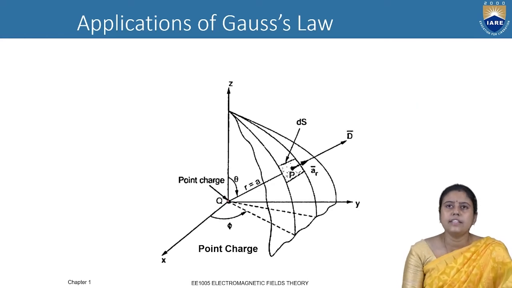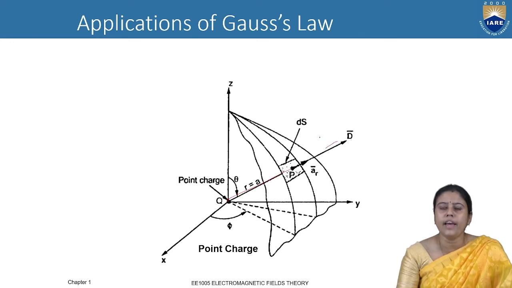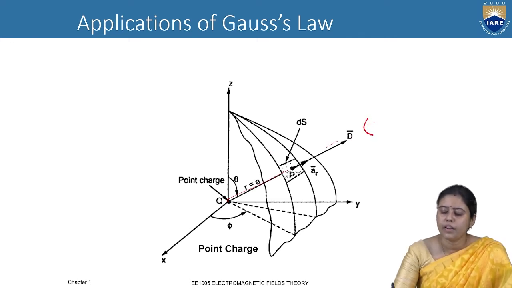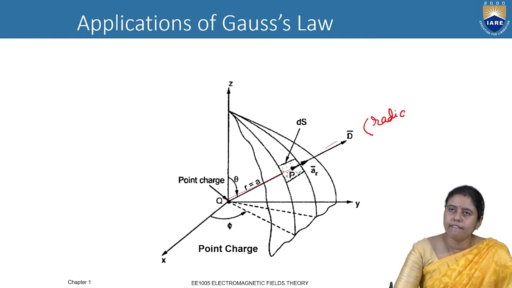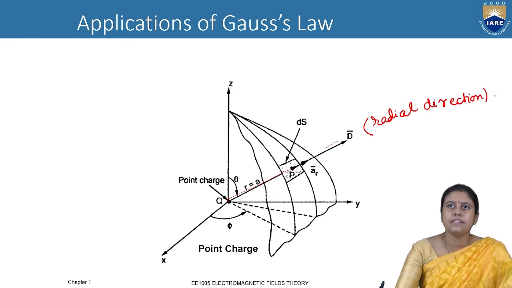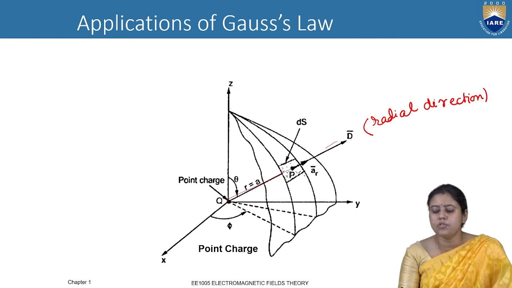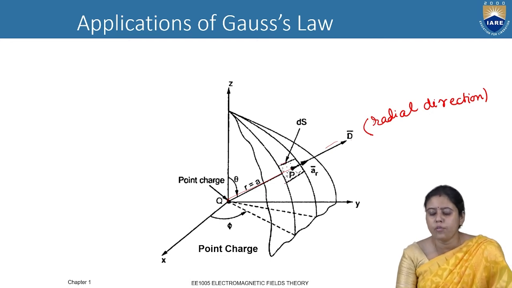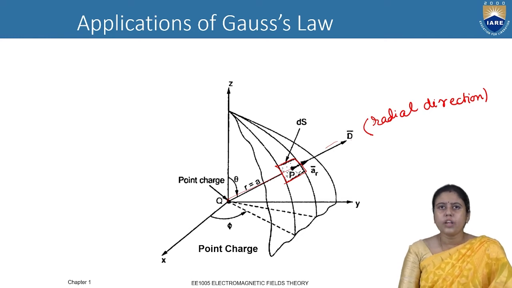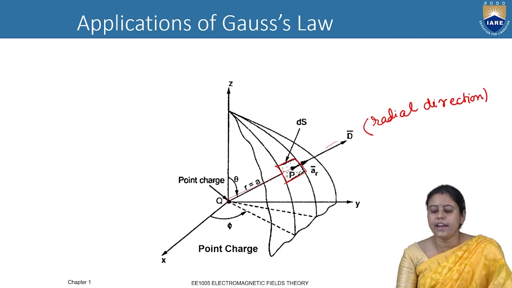So this is the charge Q. We want to calculate D. What is the direction of D? As I told, this is the radial direction. This is a sphere. We are assuming a small area P here. We have to calculate the flux density in this area P.